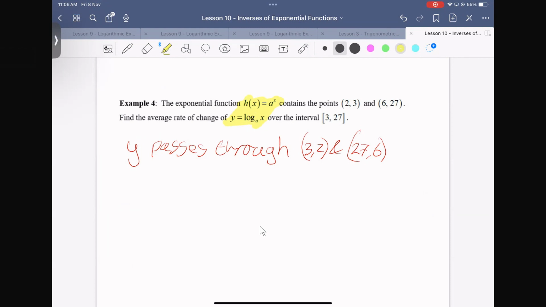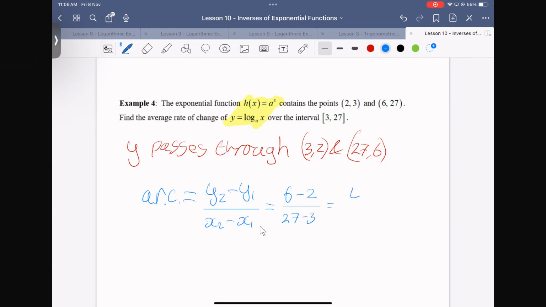So if we want the average rate of change over that interval, it's going to be y2 minus y1 over x2 minus x1. So y2 would be 6 minus 2 over 27 minus 3. So 4 over 24. Is that 1 over 6? Yeah.